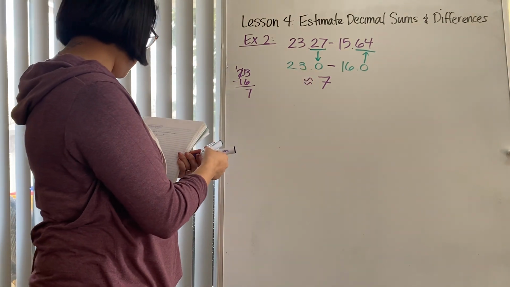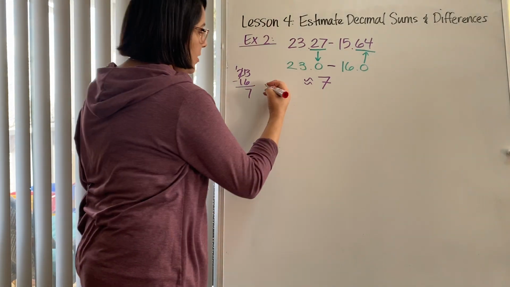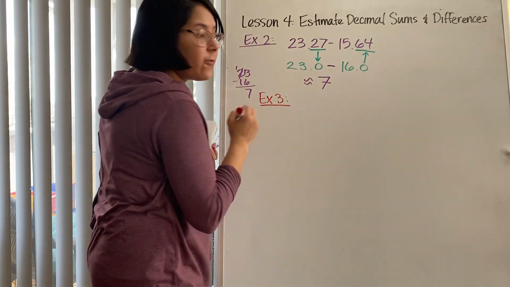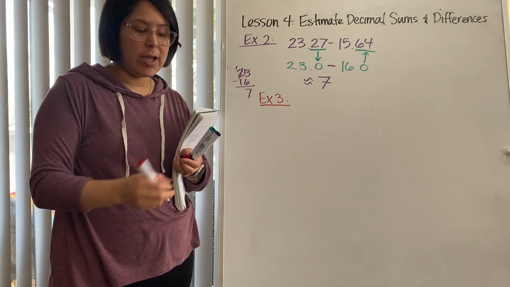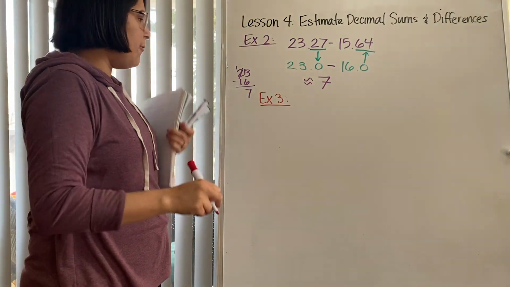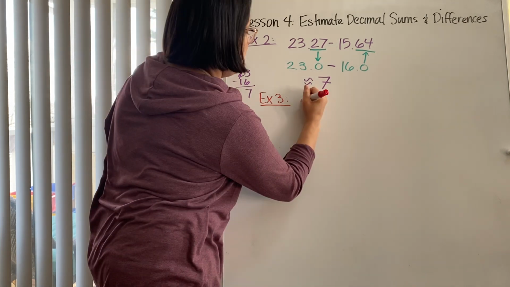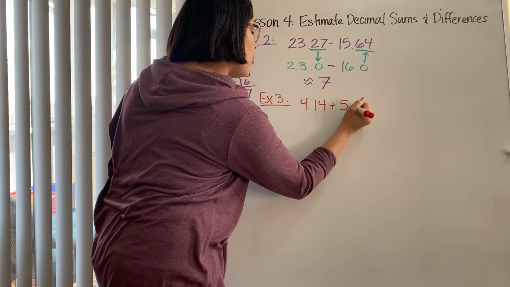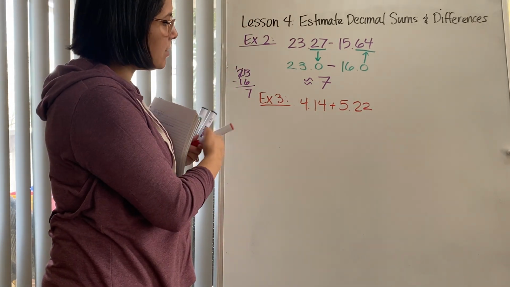Okay, I'm going to do another example. So this one's going to be a little bit different, and this is going to be a little bit easier actually, because we're going to use front end estimation. You guys know how to do that? This is the easy way to do it. For front end estimation, you're just taking that first leading digit, 4.14 plus 5.22.